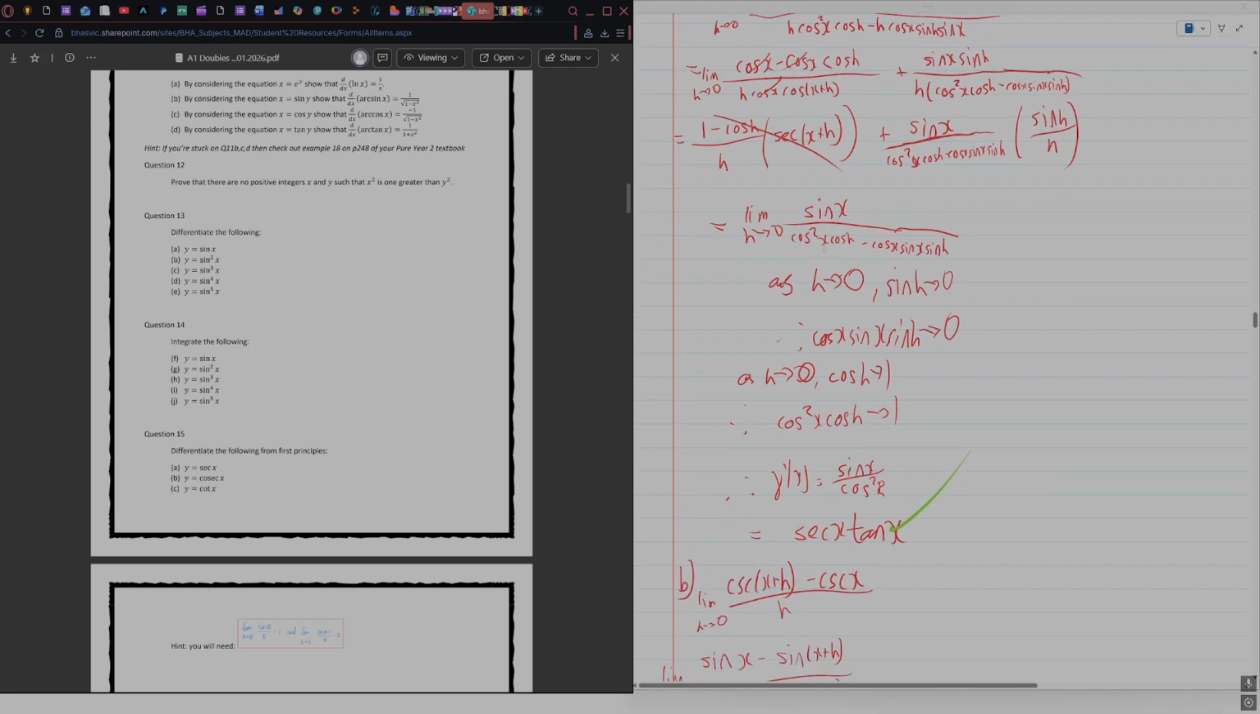And that means that the cos h will just go away. This entire bit of the denominator will go away, and you just end up with sine x over cos squared x, which is sec x tan x, which is what you need.